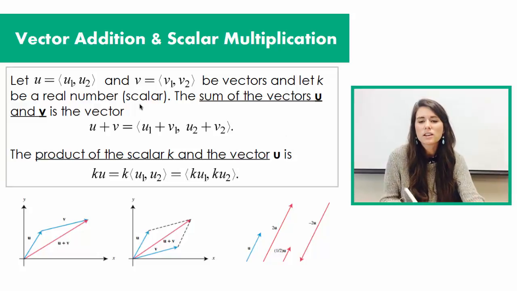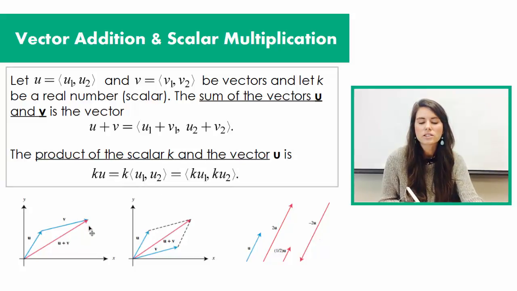So if we look here on this slide, there's a ton of information, but mostly what you need to pay attention to is the formulas. If we add two vectors together, u and v, we just add their like parts. So we add the first component in u, the first component in v, the second component in u, the second component in v, and that's our new vector. If we are doing scalar multiplication, if we have a scalar, so k, and we multiply it by the vector, we just essentially distribute it inside. And then here's kind of a representation of what that looks like.